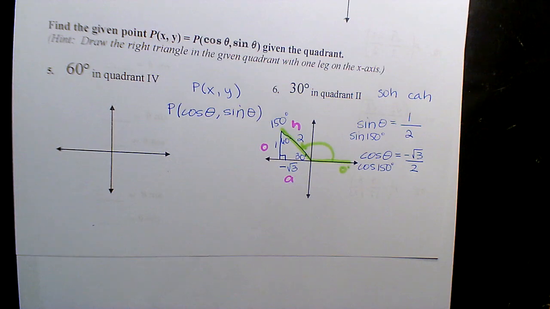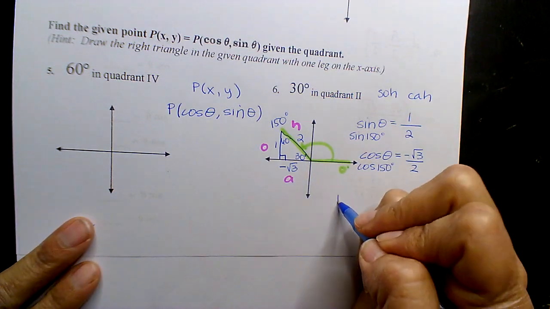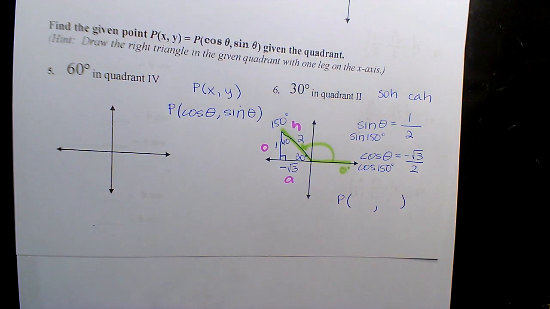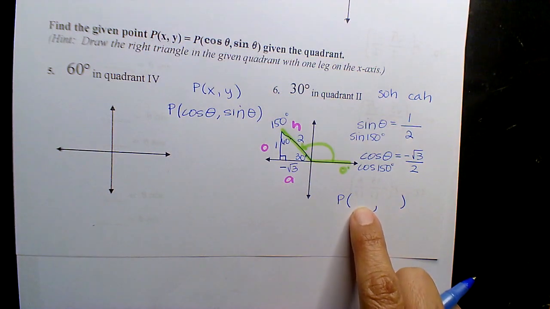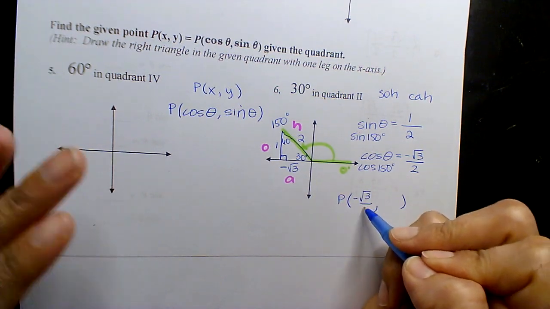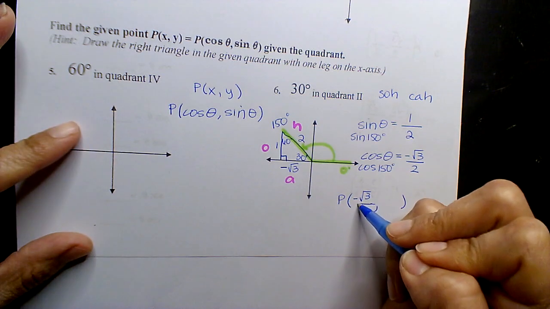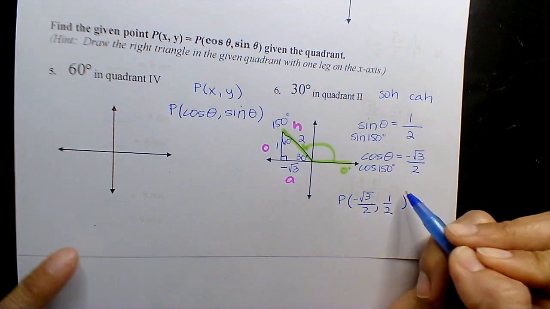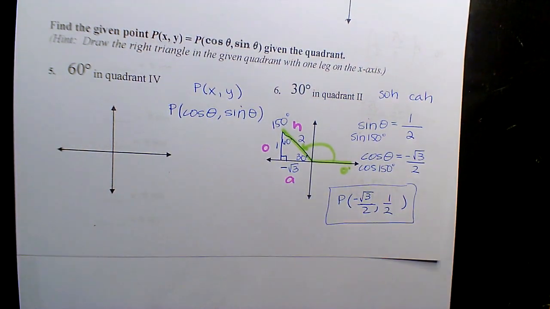Okay, so what is my coordinate point? P, and then what do I put here and here? But which one's first? Cosine, right, is x, sine is y. So what do I put for the x component, cosine? Negative rad 3 over 2. Yes. And then this is, sorry, 1/2, right? And so that is your coordinate point.